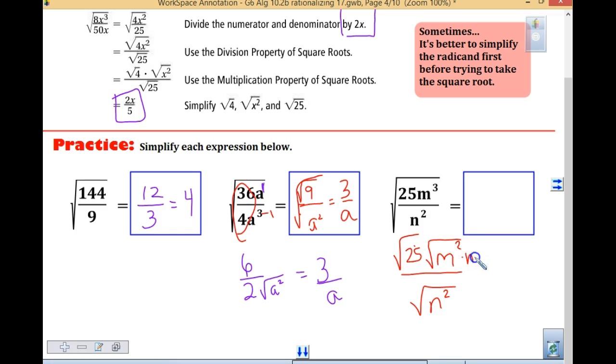I want to go into the second times m to the first, right? Because I'm trying to find the square root of these. So the square root of 25 gives me the 5. The square root of n squared gives me n. I can find the square root of m to the second, right? Just m, but I'm left with the square root of m. Okay?